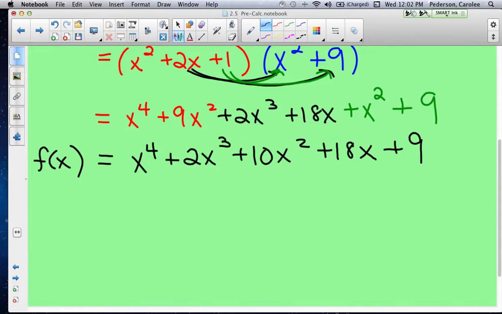If I asked you to find the rational zeros, using the rational zero test if possible, what would you say? Factors of 9 over the factors of 1, which would be plus or minus 9, plus or minus 3, plus or minus 1. In this case, only one of them existed, the negative 1.